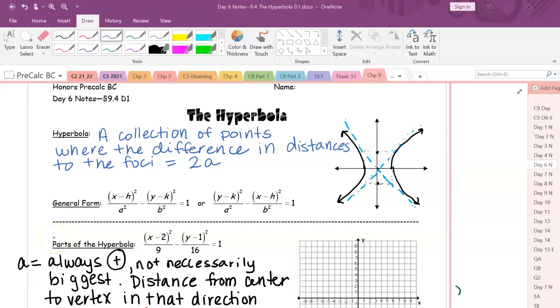Hello, Pre-Calc BC. Today we are going to be talking about hyperbolas, and we are going to be doing the first side of the day 6 notes and the first side of the day 7 notes.